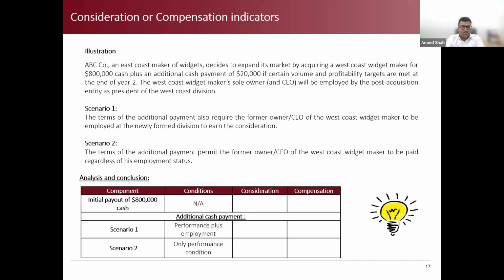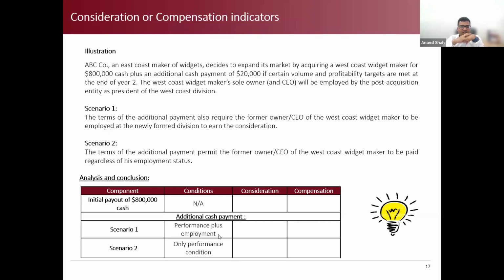Here's an example, as I was saying. So you can just probably take a minute to read through this. Yeah, so here the initial payout of $800,000 is pure cash. So obviously it forms a part of consideration.